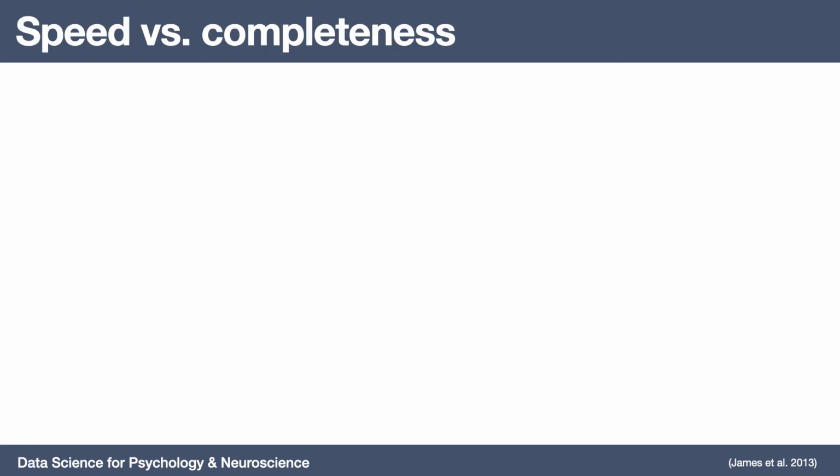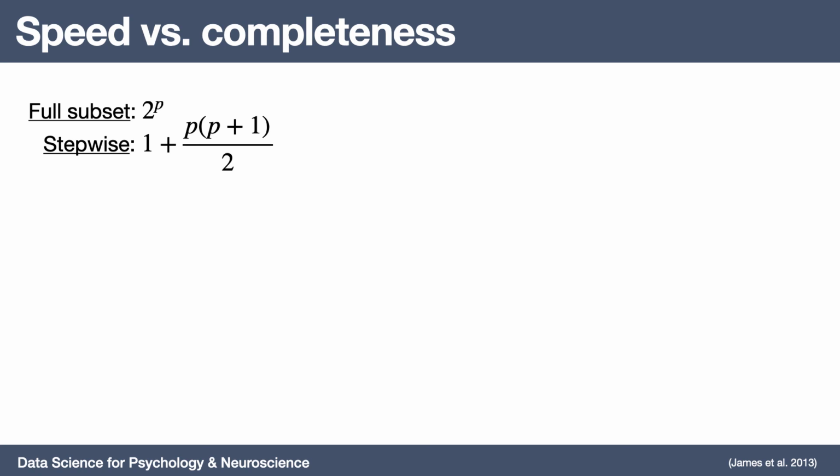Now, I want to end by explaining why we care about the difference between stepwise procedures and full subset procedures. Full subset seems like the most comprehensive. You're comparing all your models. So what? Why do I care about doing stepwise if I'm going to start not comparing things that might be relevant in my model? Well, as I mentioned, for full subset selection, you have to compare 2 to the p models. Whereas for the stepwise methods, you're comparing 1 plus p times p plus 1 divided by 2 models.